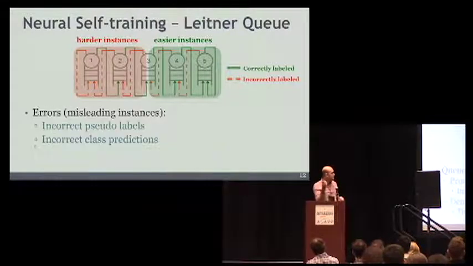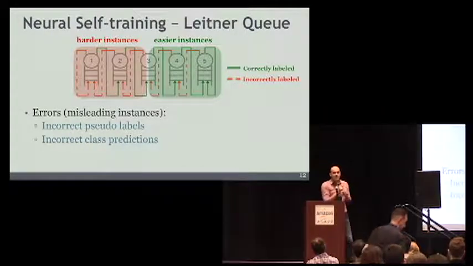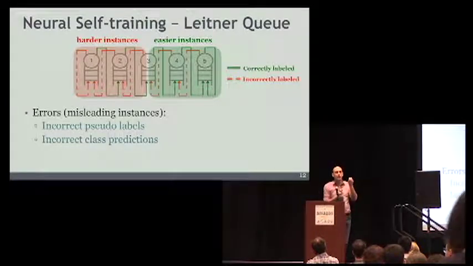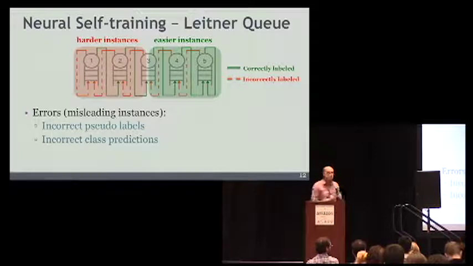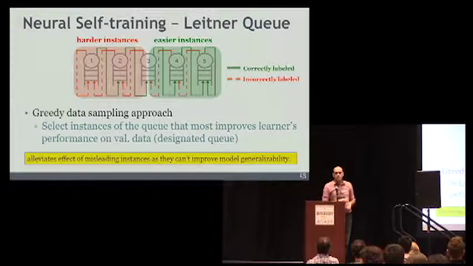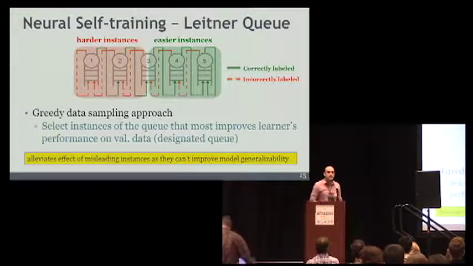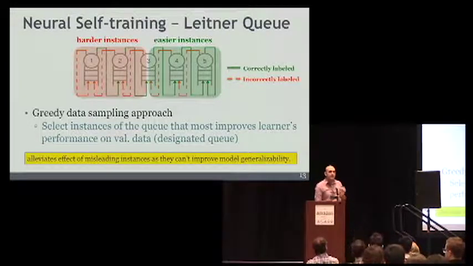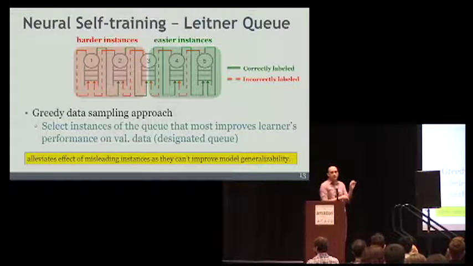I would like to mention that misleading instances occur, right? Instances that home in on wrong cues because of errors, like incorrect pseudo labels or incorrect class predictions. We tackle this problem with a greedy data sampling technique: at every self-training episode, we select instances from the queue that most improve the performance of the target classifier on validation data. To some extent, this reduces the effect of those misleading instances.